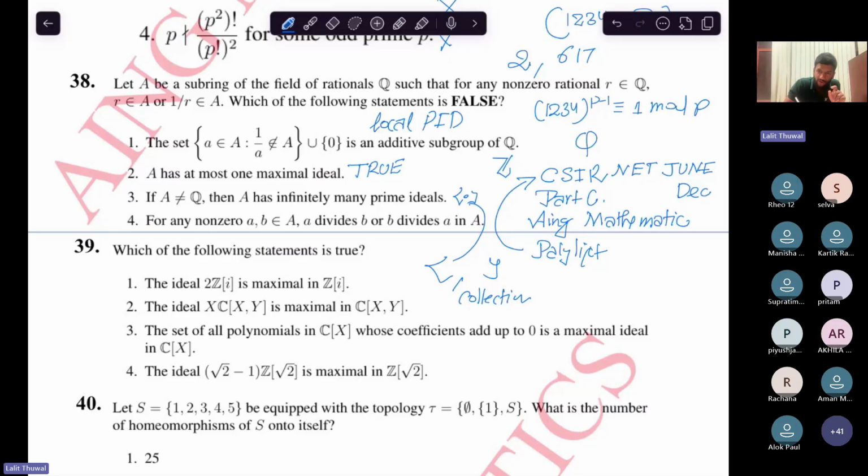This kind of exercise you must have solved. Yeah, Ankit, what do you want to ask? Okay. Okay. So you can check it out.